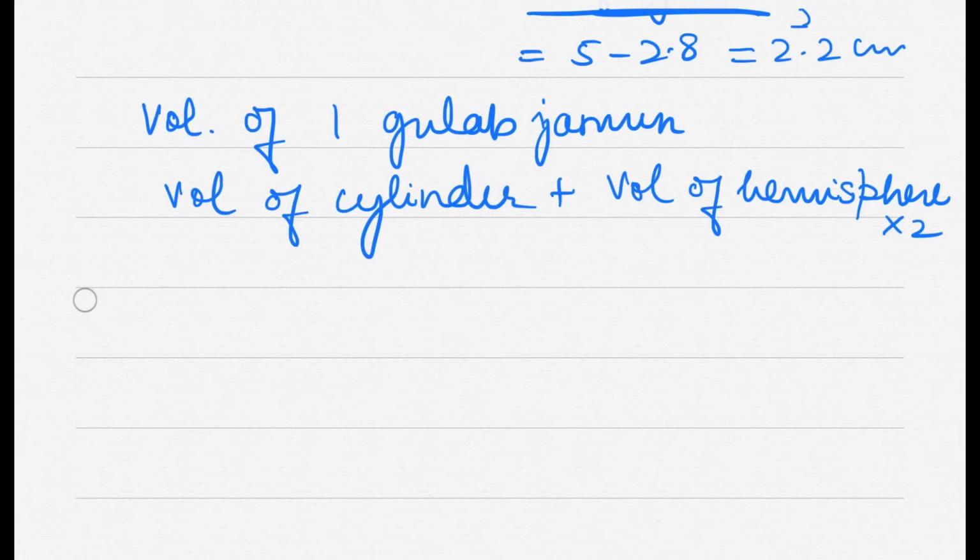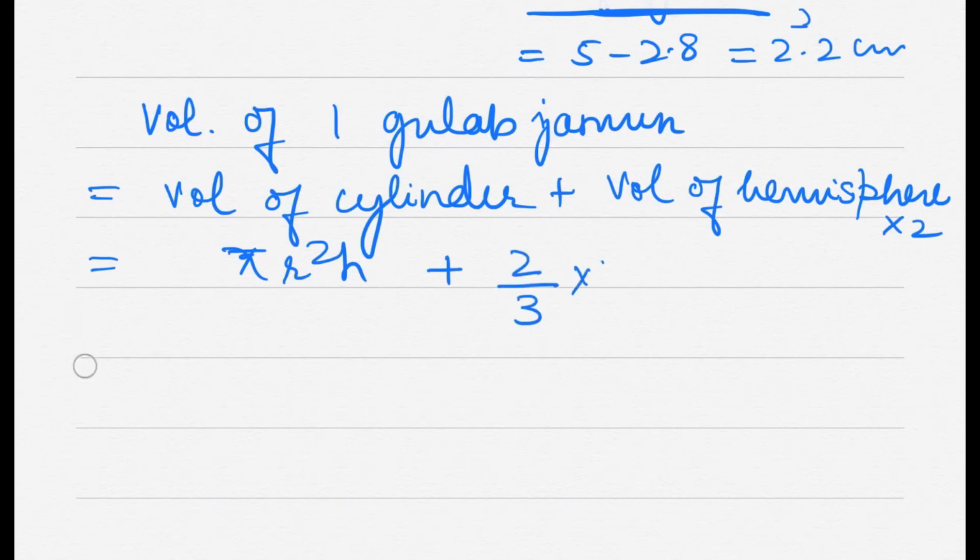So now volume of cylinder formula I have to write down. So this will be equal to pi r square h plus volume of hemisphere will be equal to 2 by 3 into pi r cube. Okay, so this is the radius of cylinder and this is the radius of hemisphere. So I'm just differentiating by writing like that into 2.